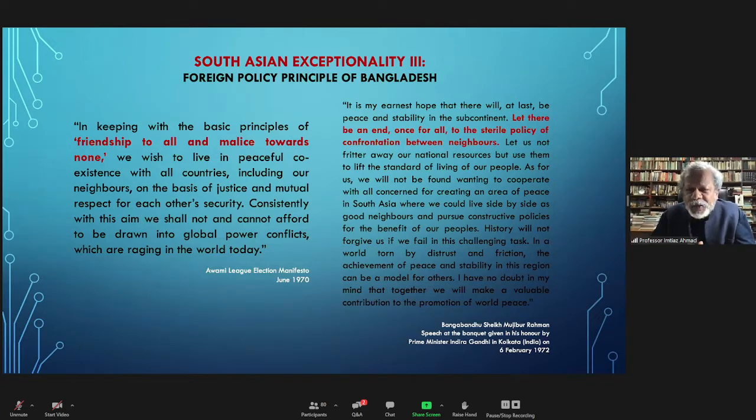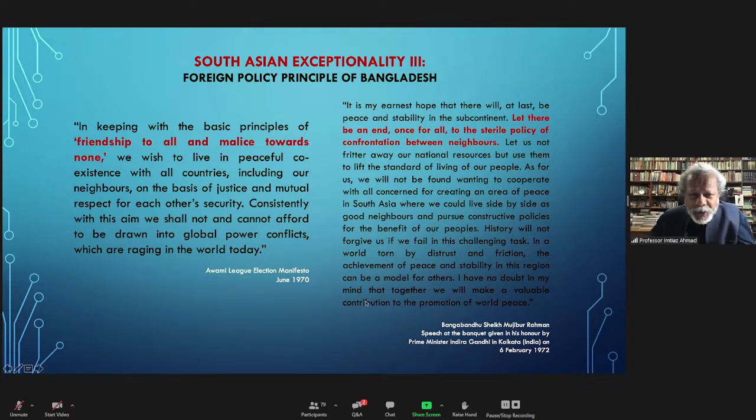At that particular time, Bangabandhu, Awami League under the leadership of Bangabandhu had the courage to say friendship to all and malice towards none. And that continued after 71. But look at what he said on 6 February 1972. And this is a speech in his honor by Indira Gandhi. And this is just a month after he returned to Bangladesh. And this is just after the liberation war with the genocide and all.